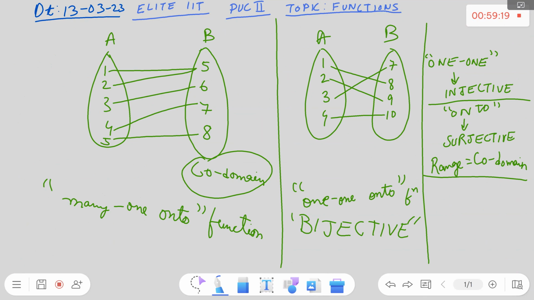So if you are taking two finite sets and I say that there exists a bijective function between those two finite sets, then what can you say? The number of elements in both the sets, domain and codomain, should be equal. The number of elements should be the same. Okay? Say 4 elements, 4 elements. Understood? Clear? Yes, sir.